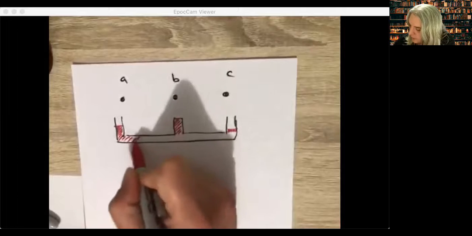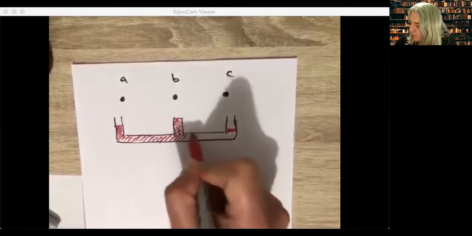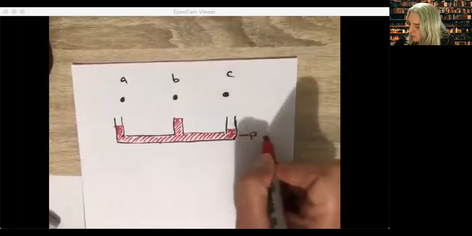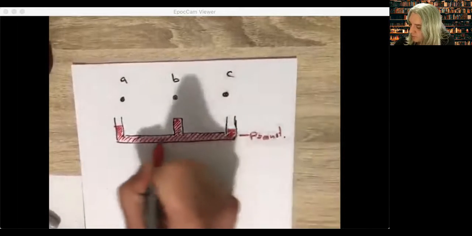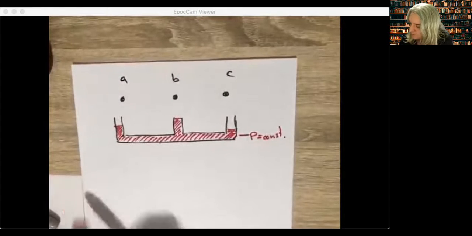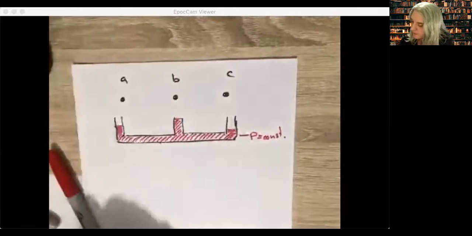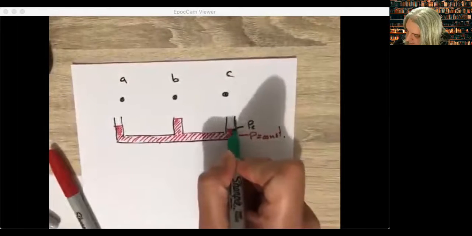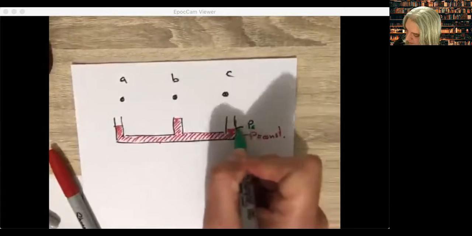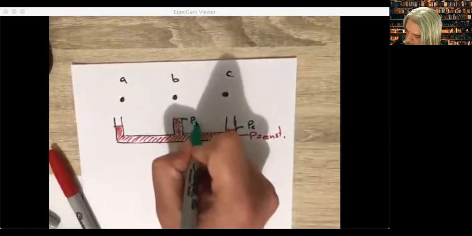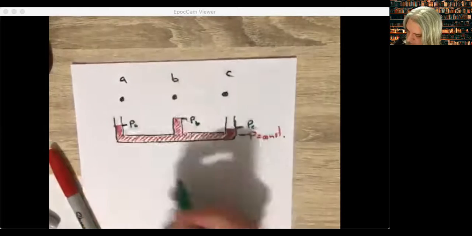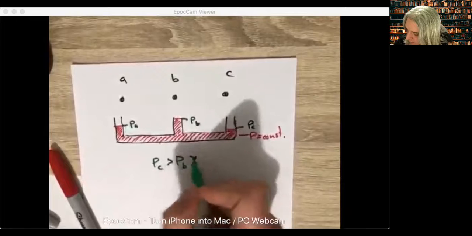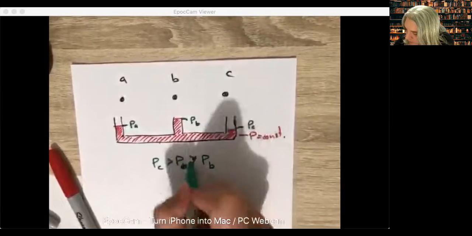So if this is all connected, then we know that the pressure along the bottom is the same everywhere. That means that the pressure at this surface is going to be the greatest out of these 3 pressures. So pressure at C is the greatest, pressure at B is the least, and pressure at A is in the middle. So we've got pressure C is greater than pressure A, which is greater than pressure B.